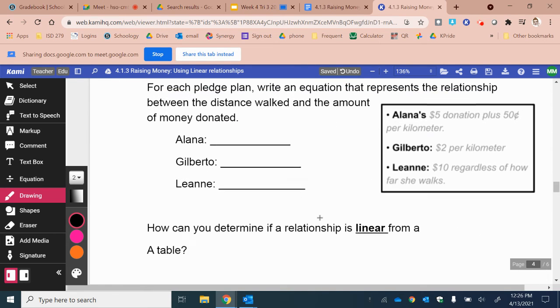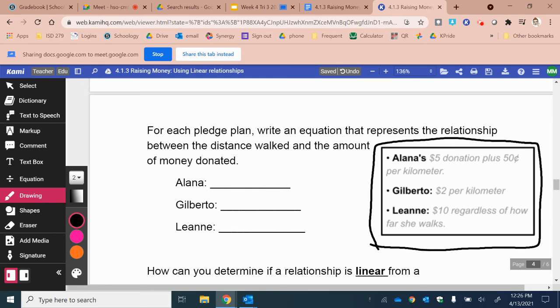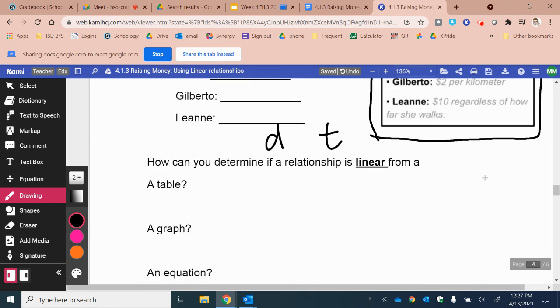So after you're done with that, you're going to write an equation for each one. And remember, you should be using the information that was in each one of these pledge plans. So think about what would be your unit rate? Are there 2 variables involved? For one of them, there's probably not going to be 2 variables involved. So think about what depends on what and how you could write an equation for the distance, for the dollars, and then the time. And you could use D and T, you could use another set of variables, but it depends on what you're thinking and what you would like to use.